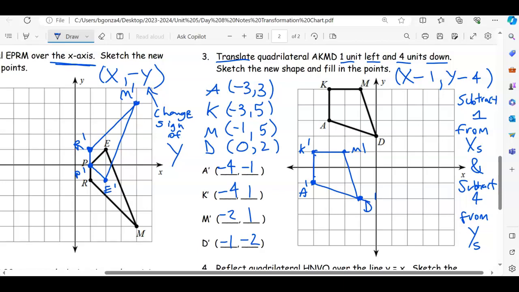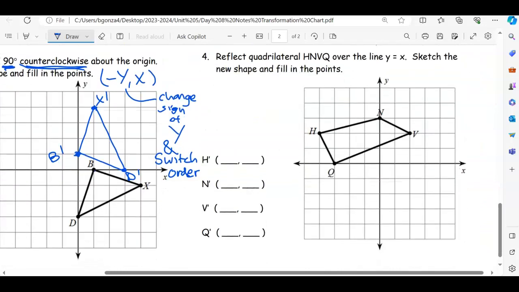All right, is everyone ready for 4? All right, last one, stay with me. Number 4, let's write these points down. H, N, V, Q. We're gonna write these down a little faster. H is 4 left, 2 up. That's negative 4, 2. N is on the line, up 3, so that's 0, 3. V is right 2, up 2, that's 2, 2. Q is 3 left, so negative 3, comma 0. Write those down, please.